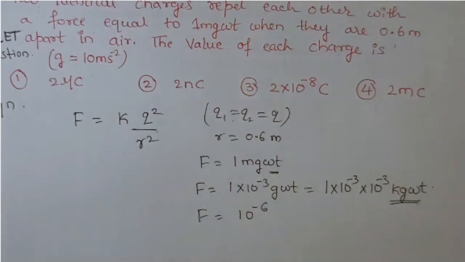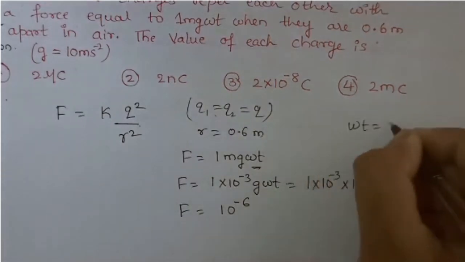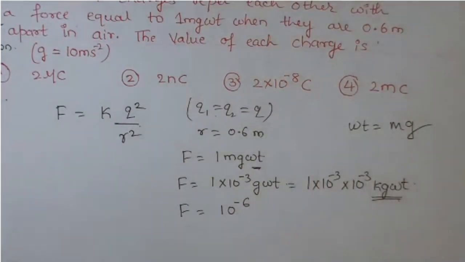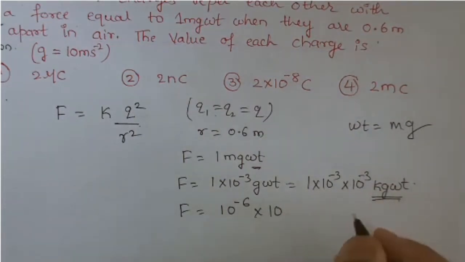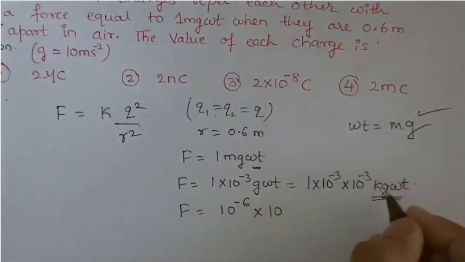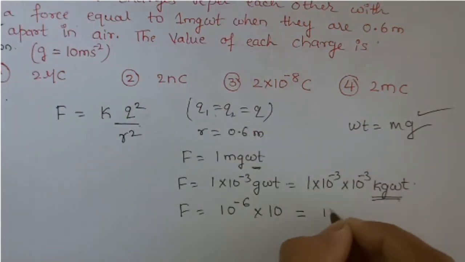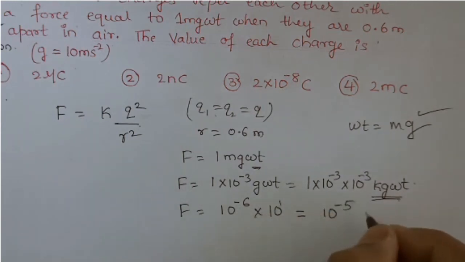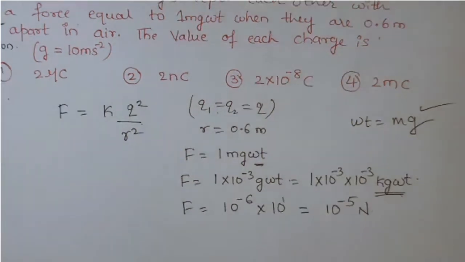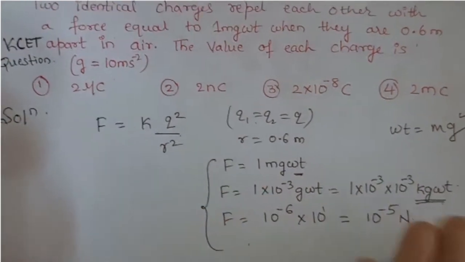How to convert kg weight into Newton? Weight is equal to what? M into G, acceleration due to gravity, you're going to multiply. So how much is the given acceleration due to gravity? 10. So what you're going to write? Minus 1 here, minus 5 Newton. Okay, so this was all about F.